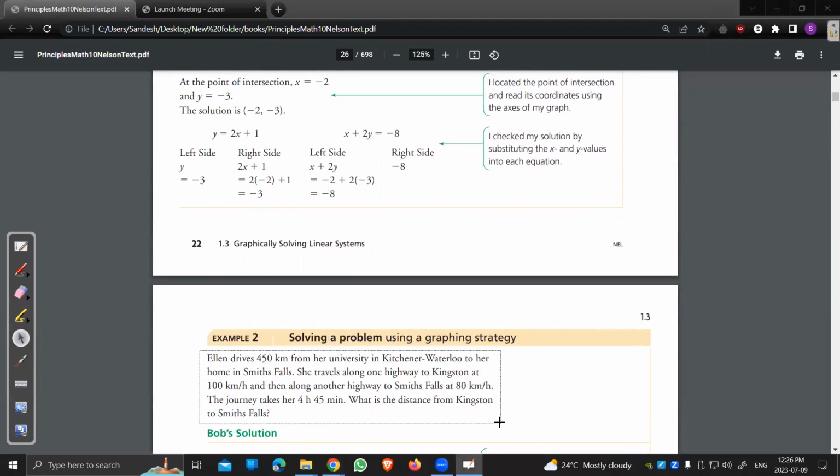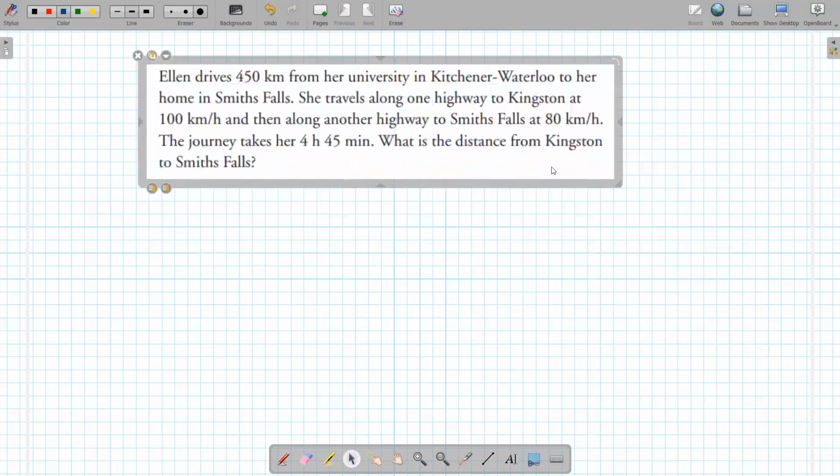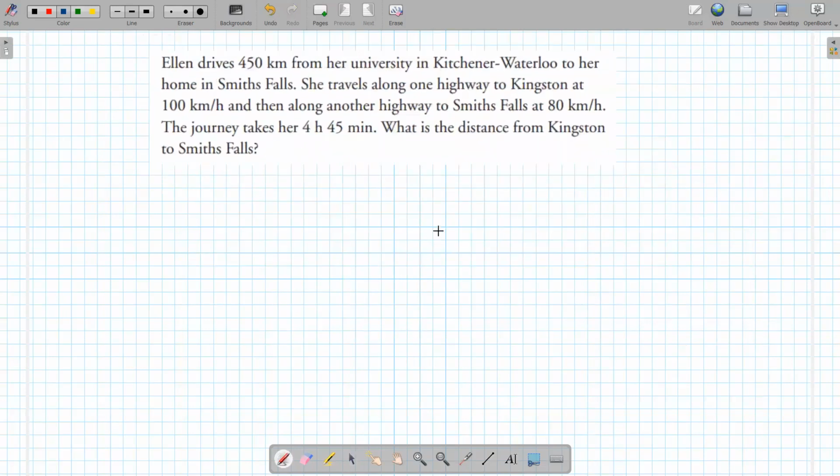Here's another distance question. So we're going from somewhere to somewhere, Kitchener to Smiths Falls. The distance is 450 kilometers. She travels along one highway at 100 kilometers per hour. So let's say this part here is the first highway, 100 kilometers per hour. And then another one at 80 kilometers per hour. So let's say this one down here is 80 kilometers per hour.